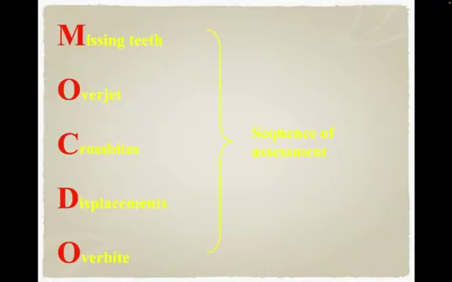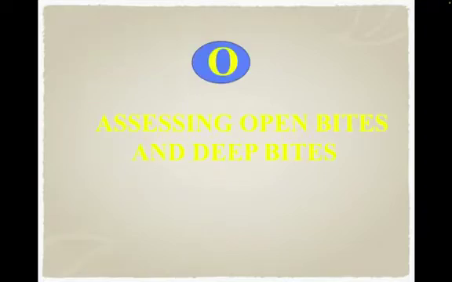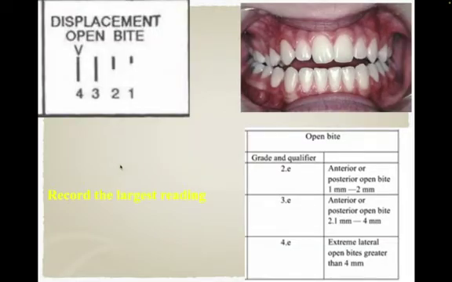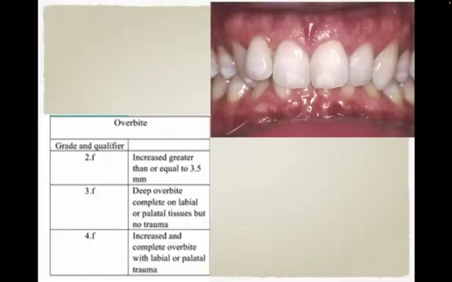So the last one to consider when the MOCD sequence goes, you have to keep that in mind. MOCD, the O stands for the overbite. So how are we going to assess the open bite and the deep bite? Again, the ruler that measures the contact point displacement is the same one used for the open bite. If the measurement is between 1 and 2 millimeter, that's 2E. If it's between 2 and 4 millimeter, that's 3E. If it's more than 4, it's 4E. And you record the largest open bite that you have.